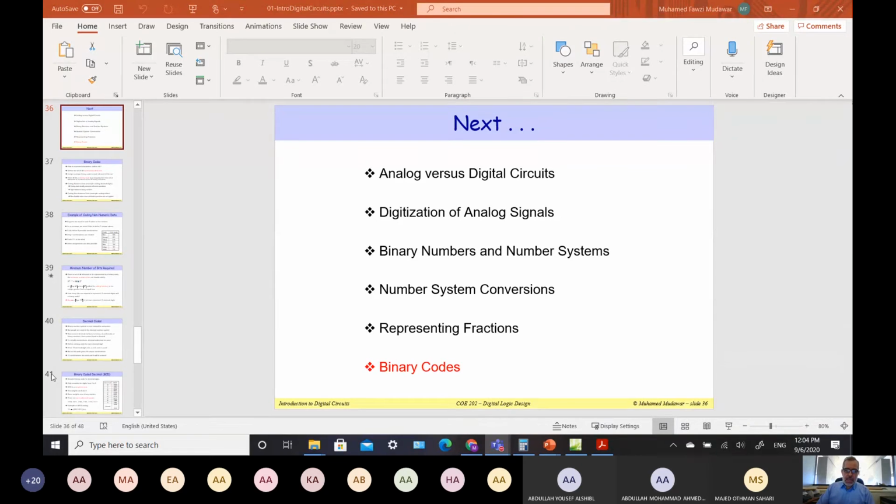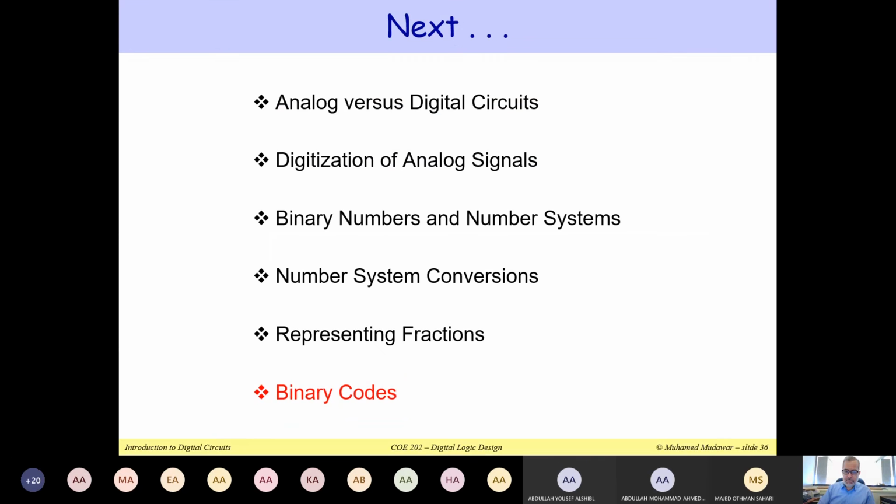Okay, very good. So today's lecture will be about binary codes. Last time I talked about fractions, how we can represent fractions in binary. We have seen also how we can convert fractions between different number systems, between binary, decimal, octal, and hexadecimal. But we can also use other number systems if you want. We can change the base or the radix.